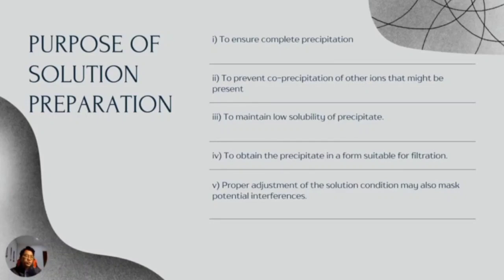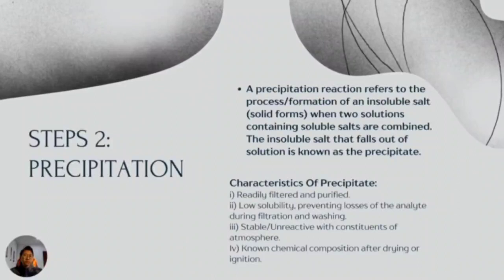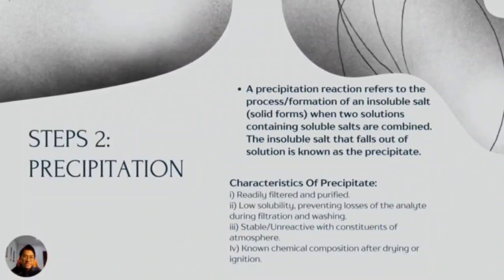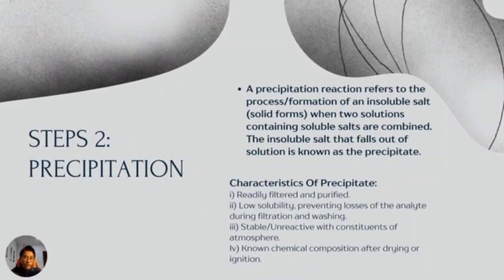Now let's look at step 2, precipitation. A precipitation reaction refers to the process of formation of an insoluble salt, which is in solid form, when 2 solutions containing soluble salts are combined. The insoluble salt that falls out of solution is known as the precipitate.